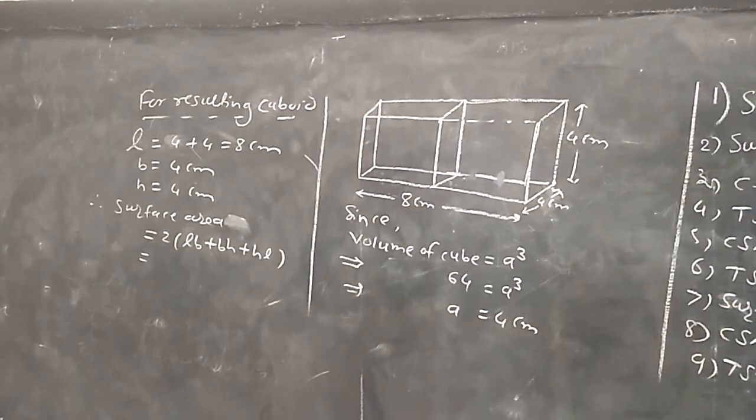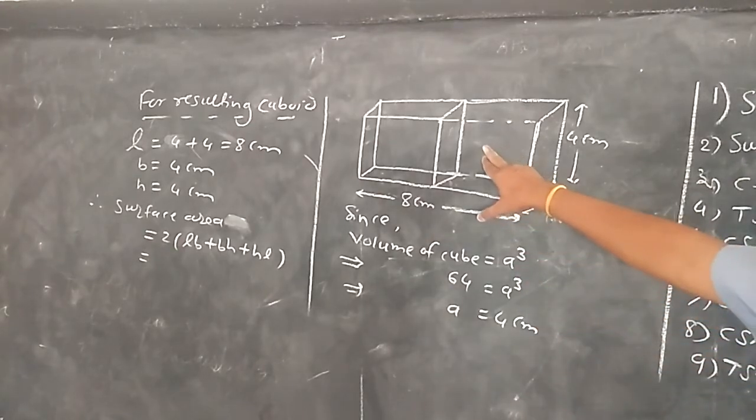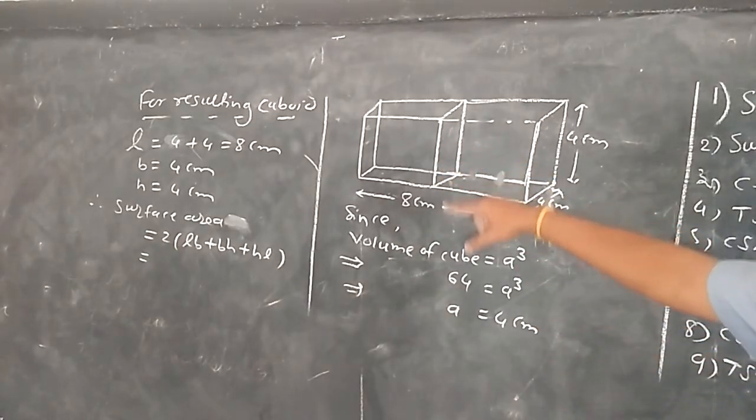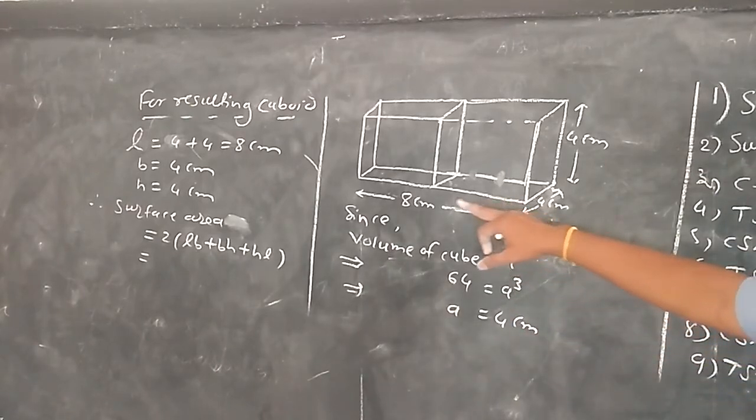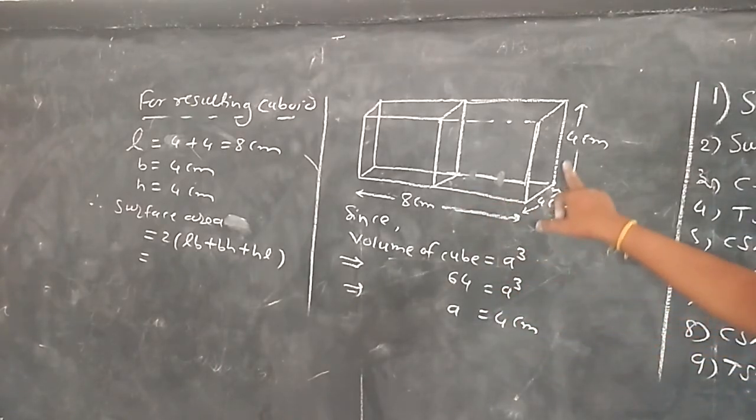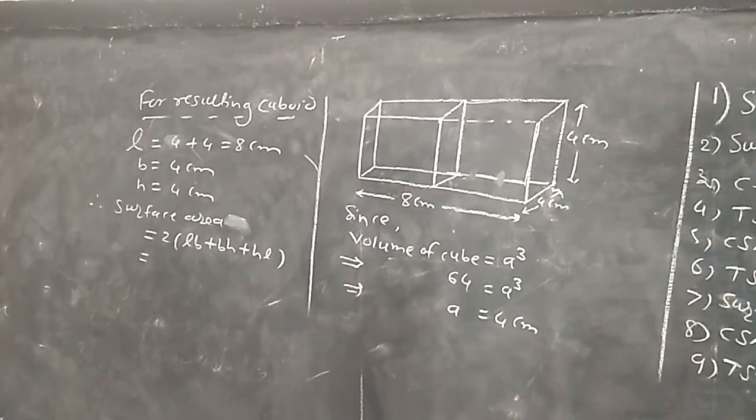Hence, after joining two cubes, we get cuboid. Difference between the cube and cuboid is, all the sides of the cube are equal. That is, length equal to breadth equal to height. But for cuboid, length, breadth and height are of different dimensions. Here, length of the cuboid is nothing but sum of the two edges of two cubes. Therefore, length of the resultant cuboid is 8 centimeter, breadth remains as it is 4 and the height is also 4 centimeter.